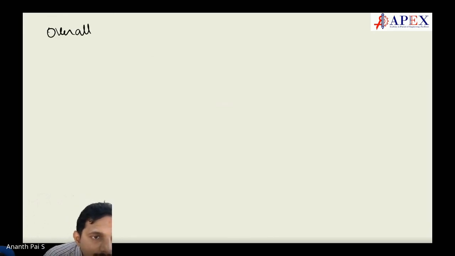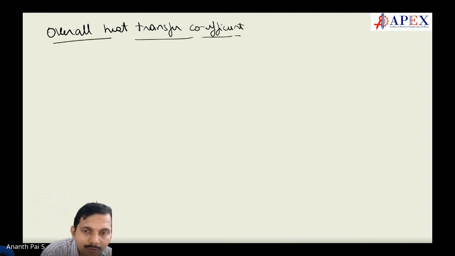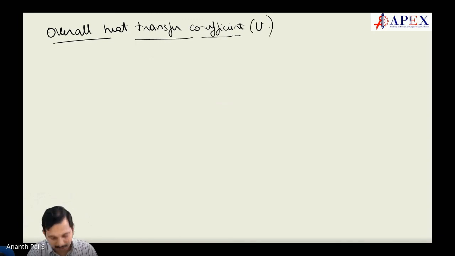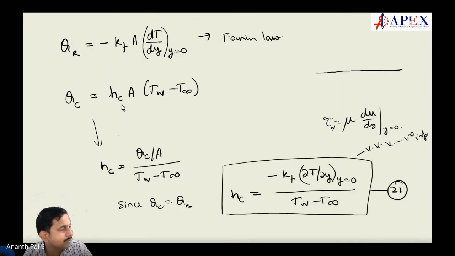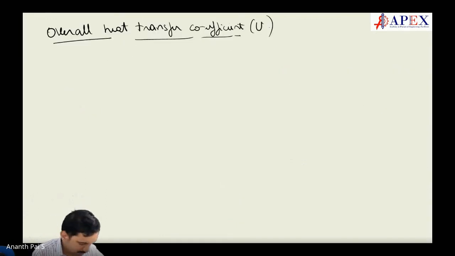Next, let us look at the overall heat transfer coefficient. Very, very important. What is it? Overall heat transfer coefficient. See, if you say U, okay. One point I want to tell you, students. Here, what is the unit of H? The unit of HC is watt per meter square Kelvin. Conductivity is watt per meter Kelvin. Heat transfer coefficient is watt per meter square Kelvin.